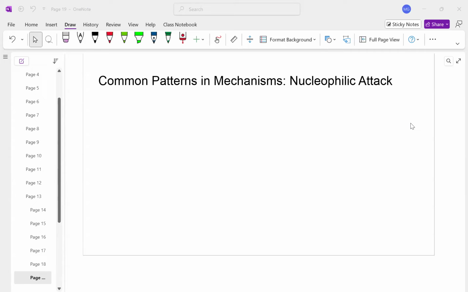So the first pattern we're going to look at is something known as nucleophilic attack. And we've already addressed this in part, where I just never really put a name to it. But this is simply a nucleophile making a bond to an electrophile. So a nucleophile uses its electrons to make a bond to something positive. And we've done a lot of these examples before, like, for example, in the acid-base chapter.